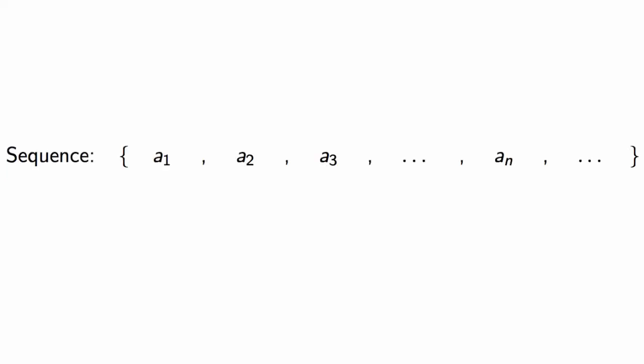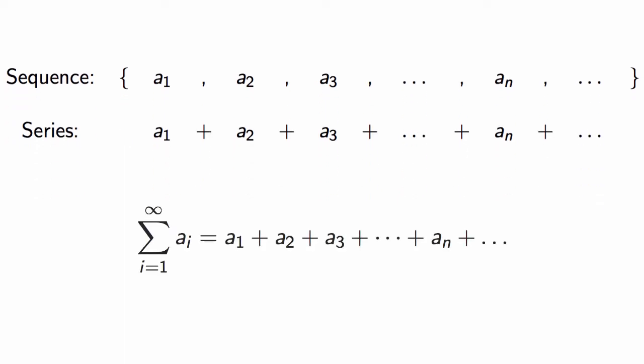Recall, a sequence is an ordered infinite list of numbers. A series is obtained by adding together the terms of a sequence, so a series is an infinite sum of numbers. We generally use this sigma sum notation for series, where the lower number tells us where to begin adding and the upper number where to end. It is extremely important to be able to tell the difference between sequences and series.